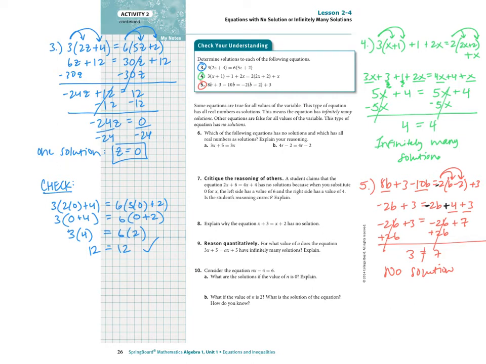Let's start looking at number 6. I'm actually going to read through it and then have you work on it on your own for a little bit. It says, which of the following equations has no solutions and which has all real numbers as solutions? Explain your reasoning. So go ahead, look at A and B, look at the work that I have on the right side for number 4 and 5, and see if you can make a prediction about which one is going to be infinitely many solutions and which one is no solution. Go ahead and pause the video right here so you can explain your reasoning.